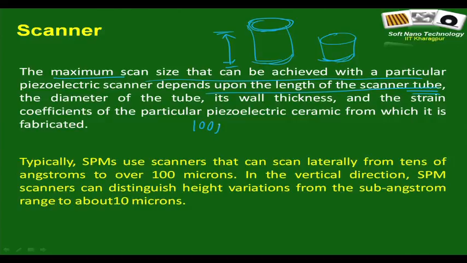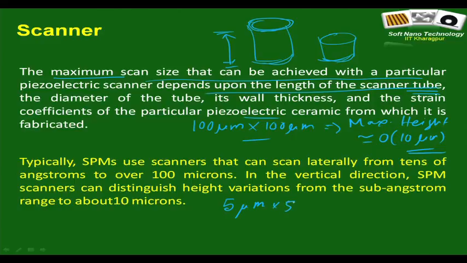it is possible now to scan areas as large as 100 micron by 100 micron in certain instruments with a maximum height of the order of 10 micron. But initially these numbers were very, very small compared to what is available now, where people could look maximum into 5 micron square areas with a maximum height of, let's say, 2 microns.